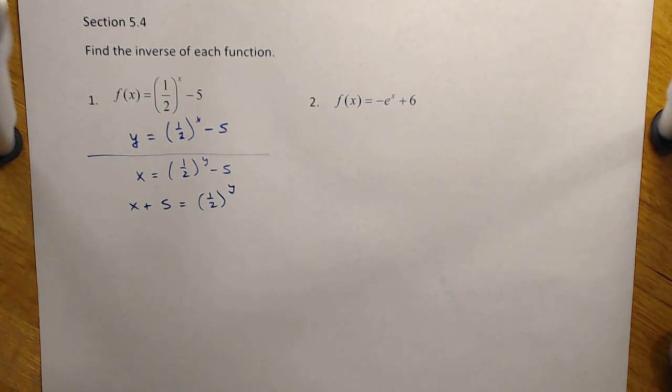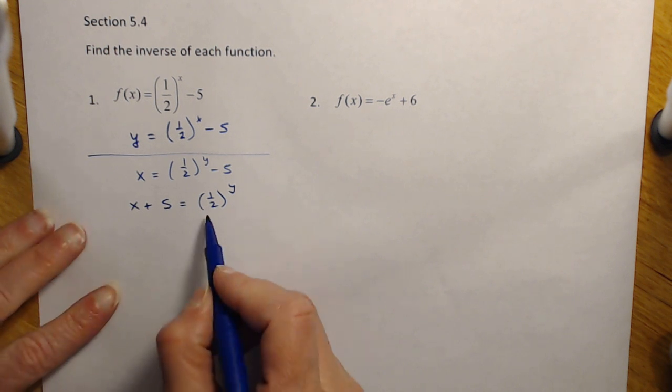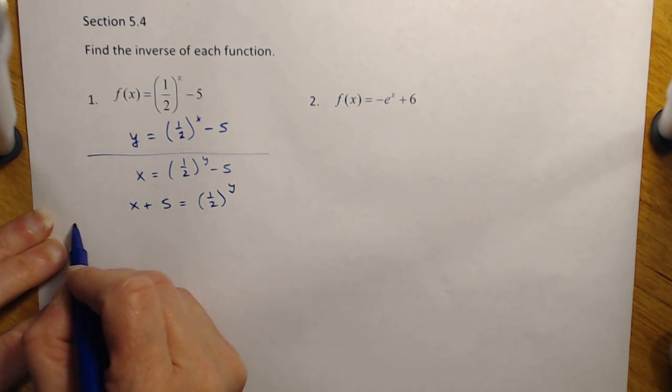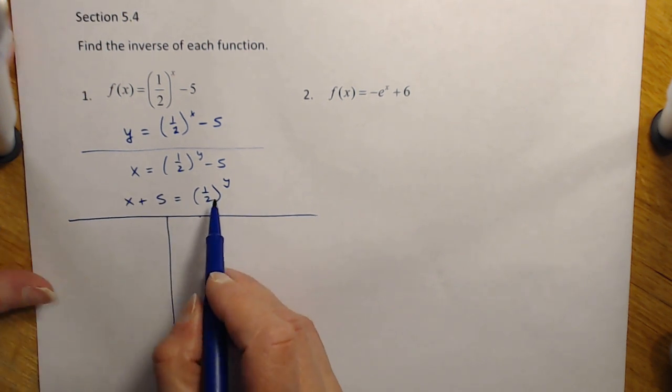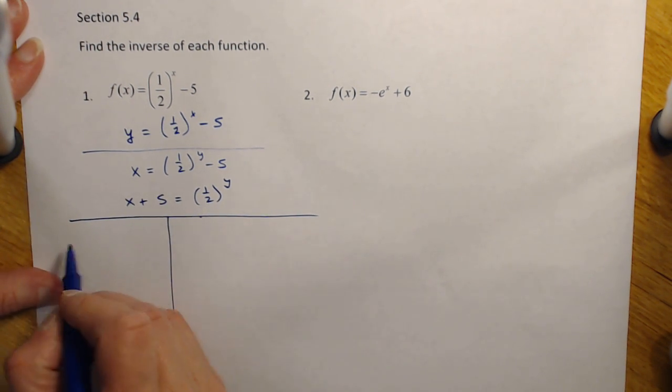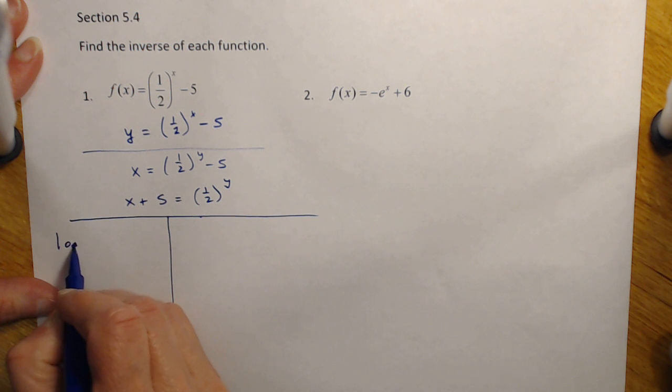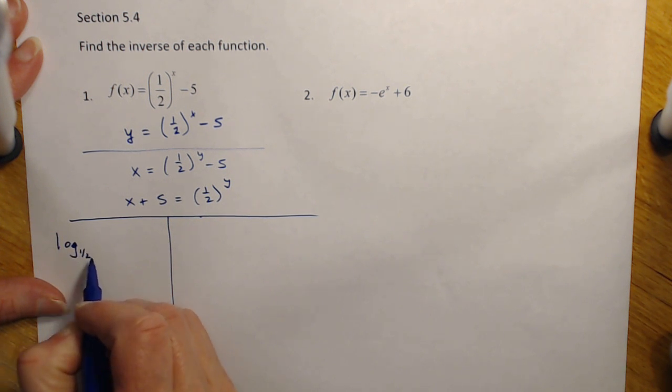Now remember, in this case, your y is stuck in the exponent. That's why we need to introduce logarithms. All right, so again, this is base 1/2. Now I'm actually going to do this two ways. But it's base 1/2, so we know if I want to reverse it, it becomes log base 1/2.